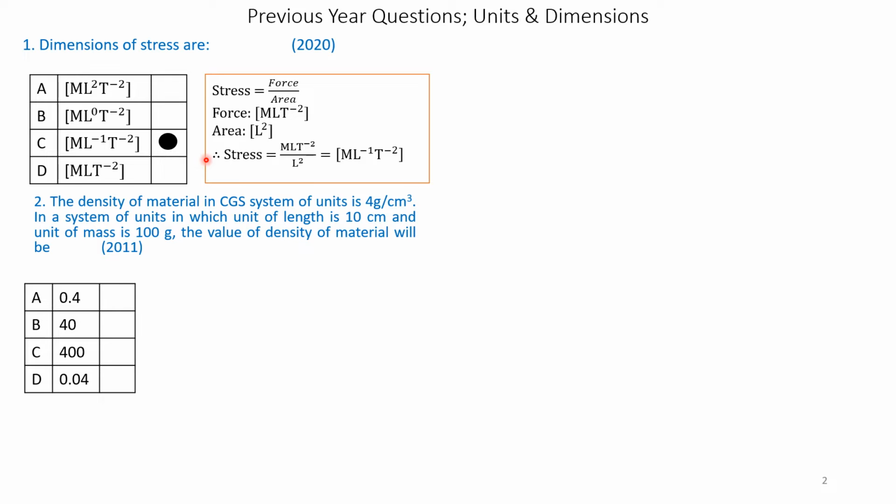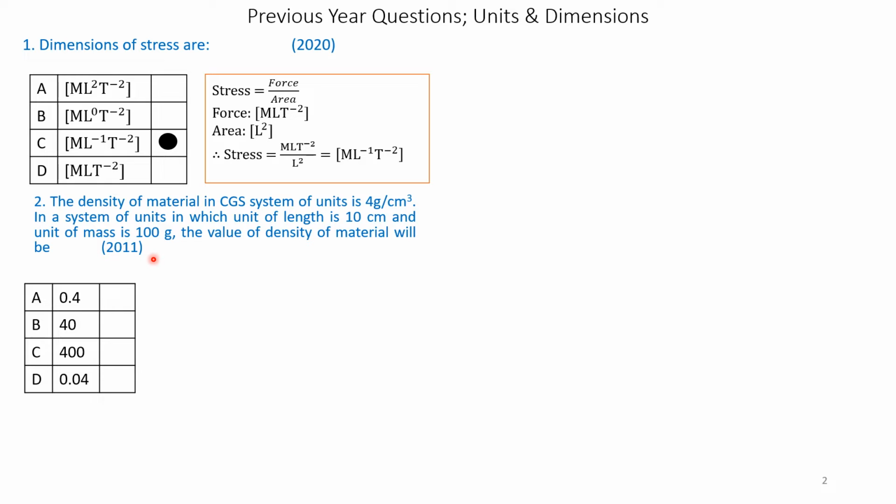Next question. Question number 2. The density of material in CGS system of units is 4 grams per centimeter cube. That is, mass is 4 grams, volume is centimeter cube. In a system of units in which the unit of length is 10 centimeter and unit of mass is 100 gram, the value of density of material will be.